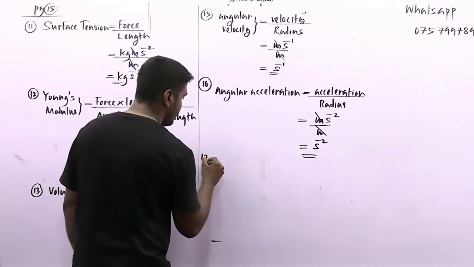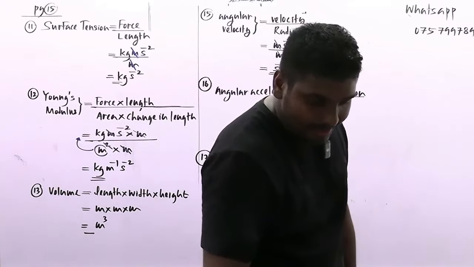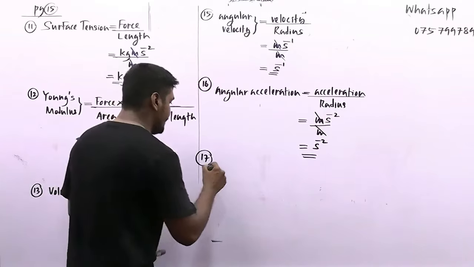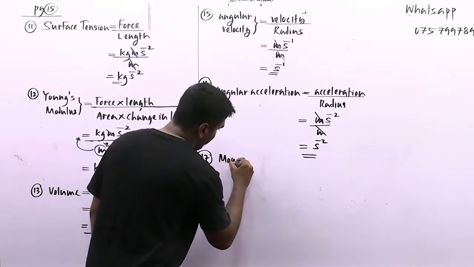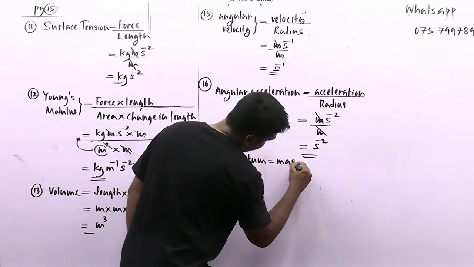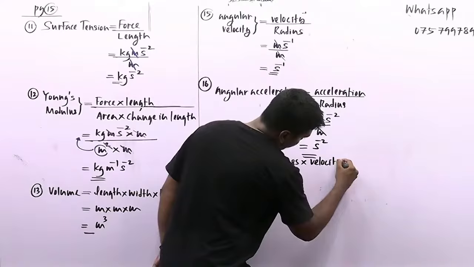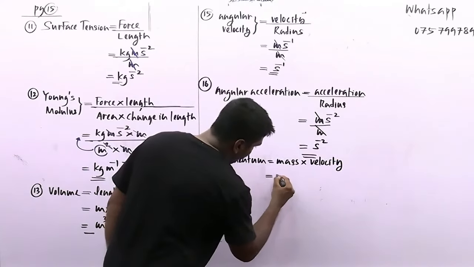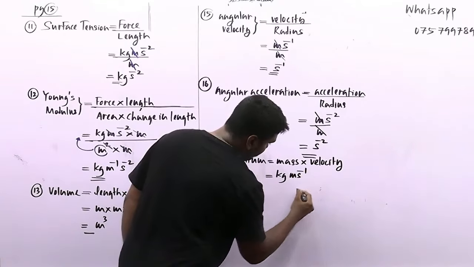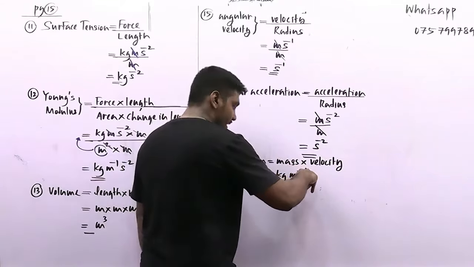Question number 17. Momentum means mass into velocity. The unit of mass is kilogram, simple kg. Velocity is measured in meters per second. So the units of momentum is going to be kg m s to the power minus 1.